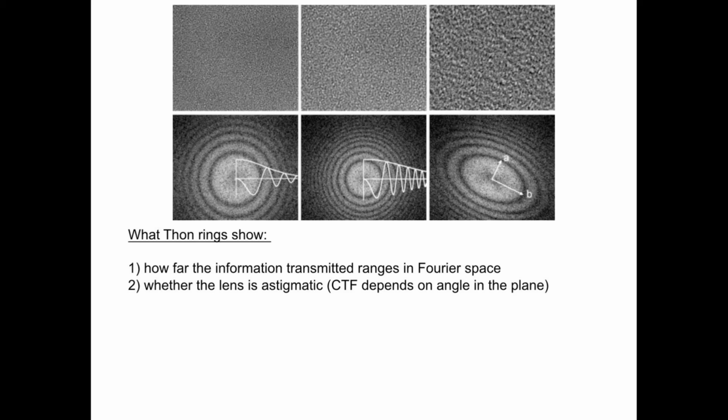Okay, so what the Thon rings show is how far the information is transmitted in Fourier space. So it peters out somewhere, and that's important to know. That tells us how much potential information there is to capture in the image. And then it tells you whether the lens is astigmatic, because in that case, the contrast transfer function depends on the angle in the plane.